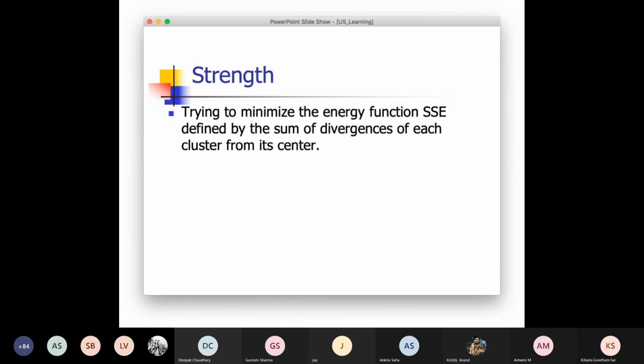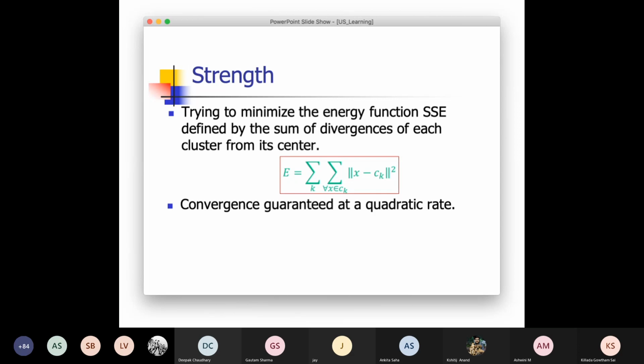So the strength of the K-means algorithm is that it tries to minimize the energy function, as you see. It is a good analytical problem in that way, but of course we solve it empirically. Convergence is guaranteed at a quadratic rate. As I mentioned, convergence is guaranteed, but there may be an oscillation. It has linear time complexity in order n, also dimension d and k.